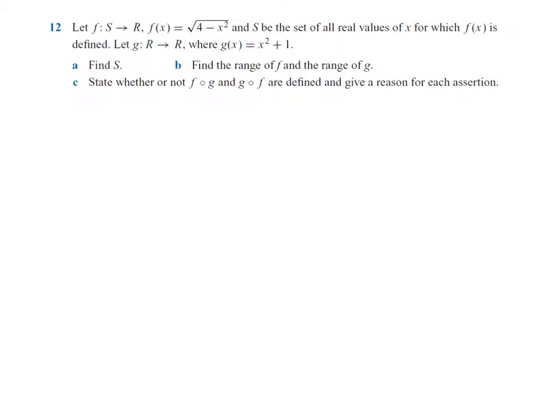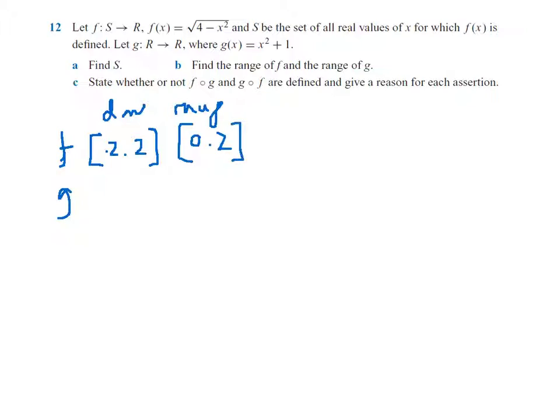We need to draw a little table about our functions f and g, and consider the domain and the range of both. So the domain of f is S, which we now know is minus 2 to 2, and the range is 0 to 2. The domain of g is R, and the range of g is 1 to infinity.